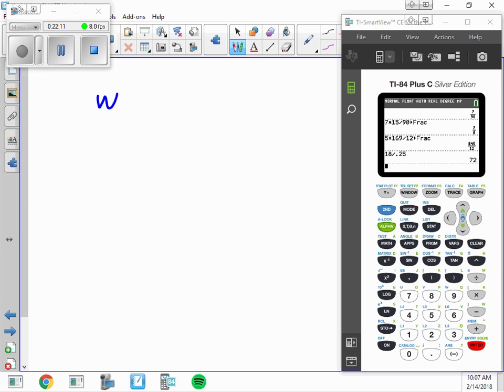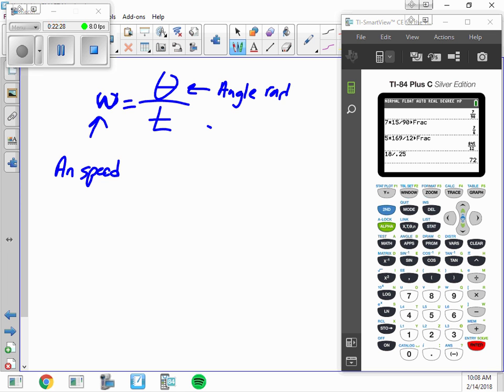So omega equals theta over t. This is the angular speed. And then this is the angle in radians. And then this is time. What does angular speed mean?